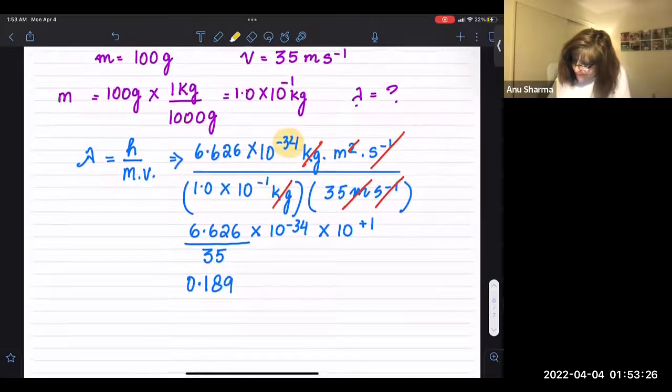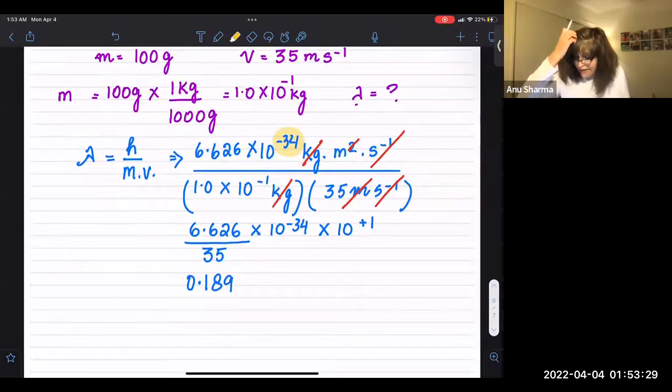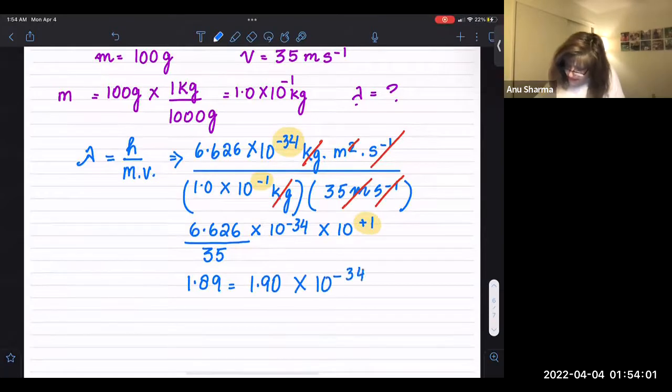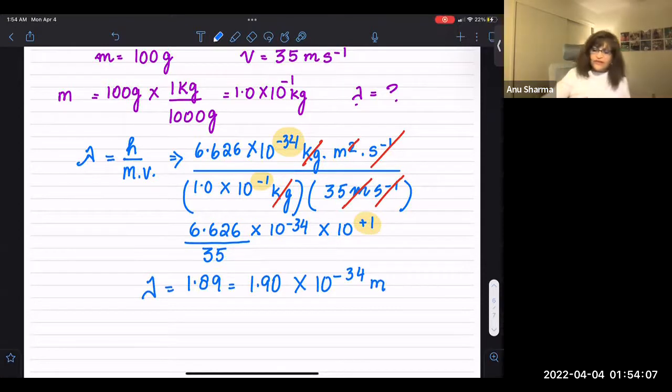And when you solve it, you should get 6.626 into 10 to the power negative 34 times, now here this was 10 to the power negative 1. So when it's inversed, it becomes 10 to the power positive 1. And when you multiply the whole thing, it becomes 0.189, sorry, it's 1.89, or that's equal to 1.90 into 10 to the power negative 34. And since this is a wavelength, this is meters. And this is indeed very, very small.